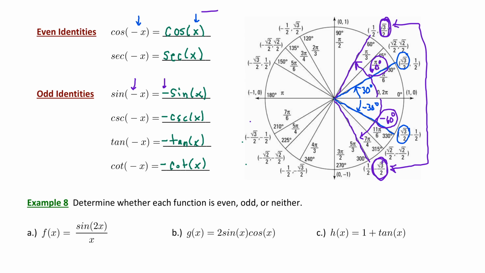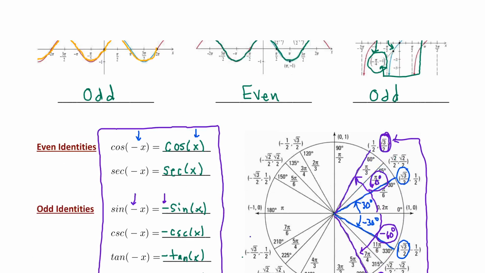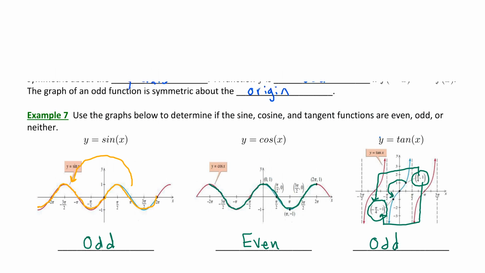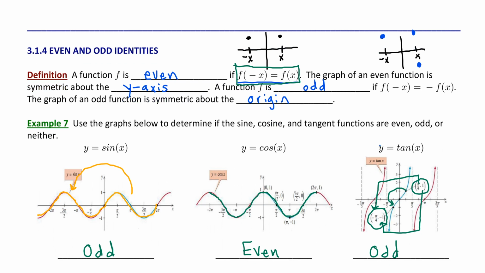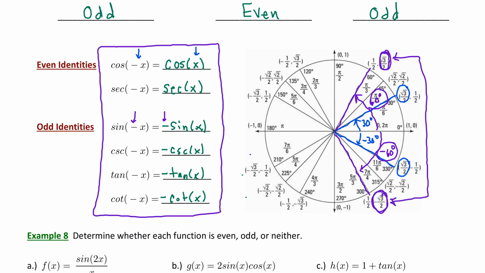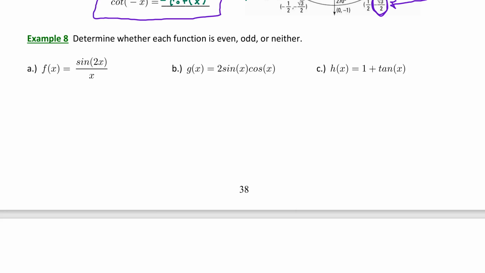You will want to add these identities to your memory bank and devise a way to remember why they are true. Either use what you know about the graphs and the fact that even functions are symmetric about the y-axis and odd functions are symmetric about the origin, or use what you know about the unit circle and compare the function values when you change the sign of the argument. Now, let's practice this information in a couple of examples.